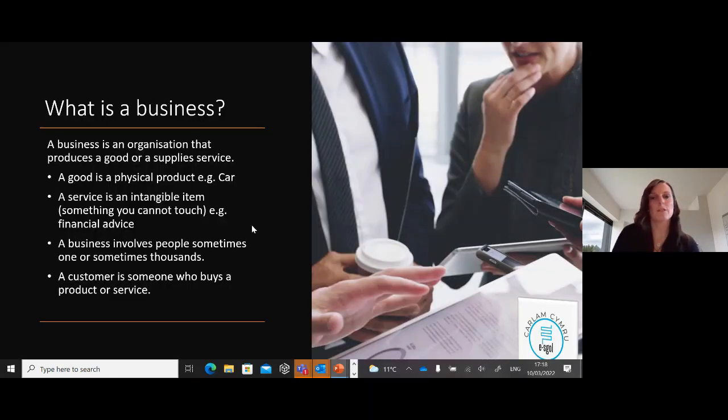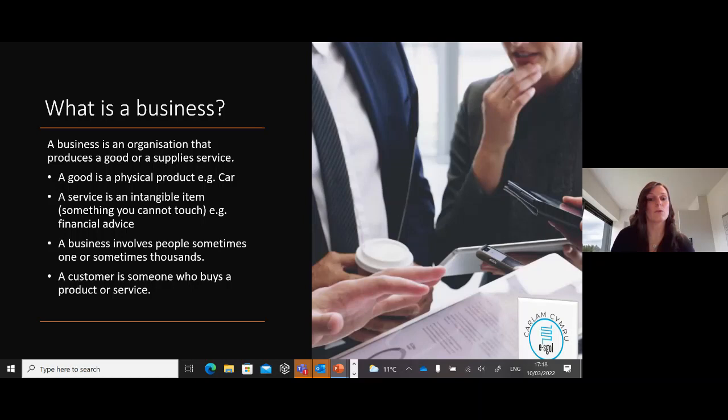Okay, so first of all, starting off, what is a business? A business is an organisation that produces a good or supplies a service. Physical goods are things you can touch, like a car or a computer. A service is an intangible item, things that you can't touch, for example hairdressing, financial advice, a window cleaner, things like that.